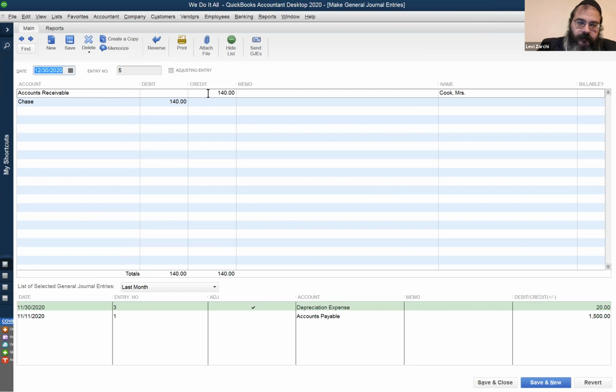So I do Mrs. Cook. That's the name. What's the account? Accounts receivable. The accounts receivable owes 140, so I credit the receivables 140. I put her name, Mrs. Cook, and I debited the bank, Chase. So this just wipes out the general accounts receivable, but you have to go back into her bill and set the credit.